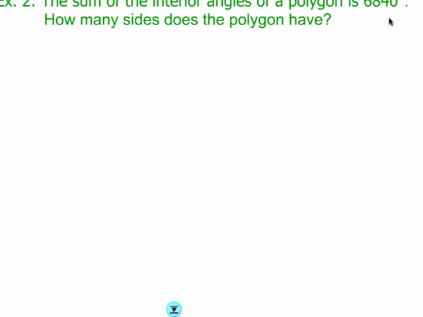Now we can also go the other way. If we know the sum of the measures of the angles, then I can figure out how many sides the polygon has. So the way I do that, use my formula, plug this in. 6,840 equals 180 times n minus 2. Divide both sides by 180, and I get 38 is n minus 2. Add 2 to both sides, and I have a shape with 40 sides. That's all there is to it for interior angle sums.